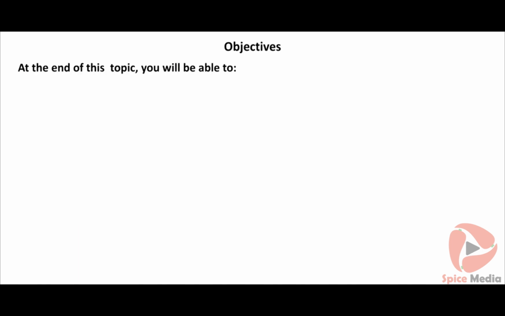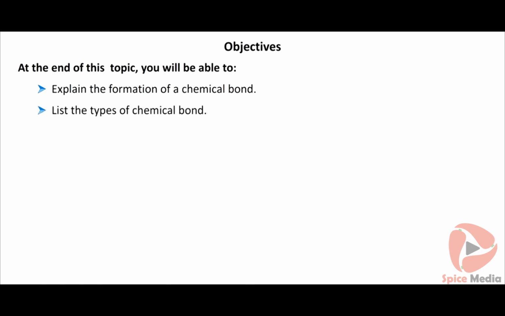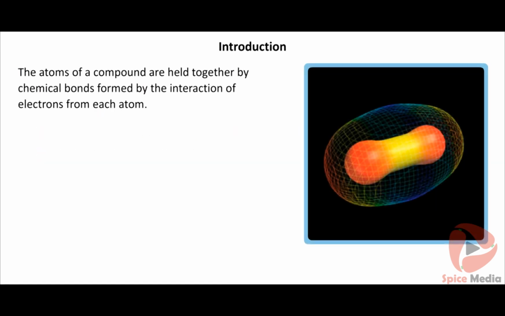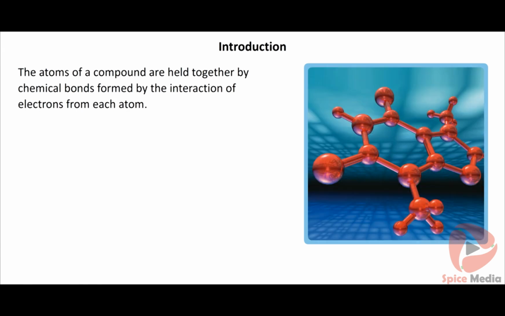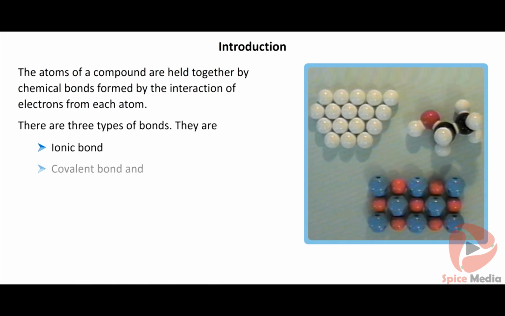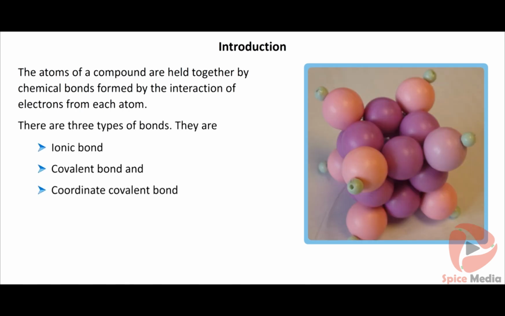At the end of this topic, you will be able to explain the formation of a chemical bond, list the types of chemical bond, explain the favorable conditions for formation of ionic and covalent bond, and draw the Lewis dot formula and structure. The atoms of a compound are held together by chemical bonds formed by the interaction of electrons from each atom. There are 3 types of bonds. They are ionic bond, covalent bond, and coordinate covalent bond.